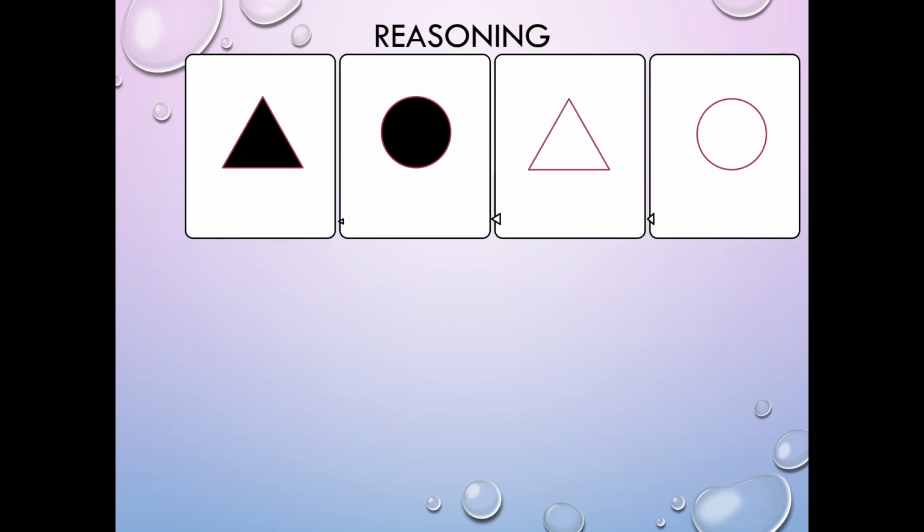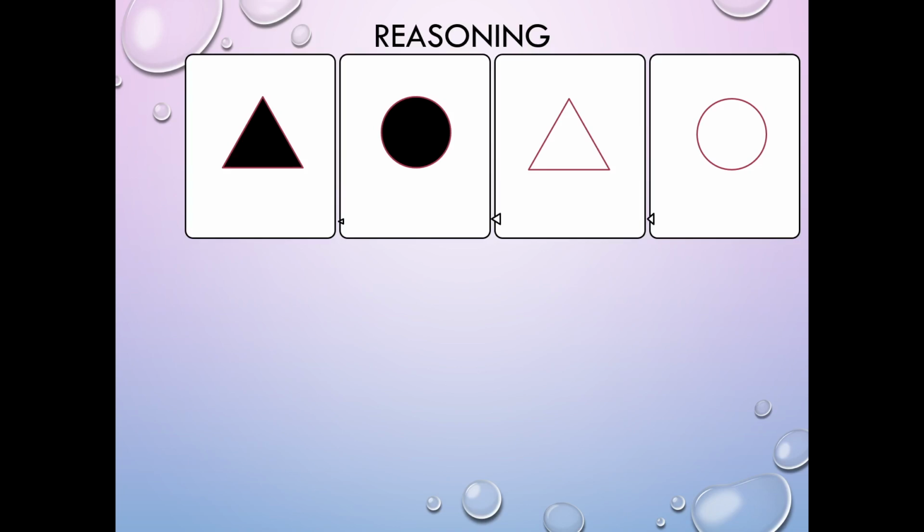Reasoning. Okay, let's do an example here. So you're looking at 4 cards. Imagine they're regular cards that you could flip over. Currently, you're seeing one side of each card. You could flip it over, and if you're currently seeing a triangle, on the back is going to be a circle. If you're currently seeing a circle, on the back is going to be a triangle.